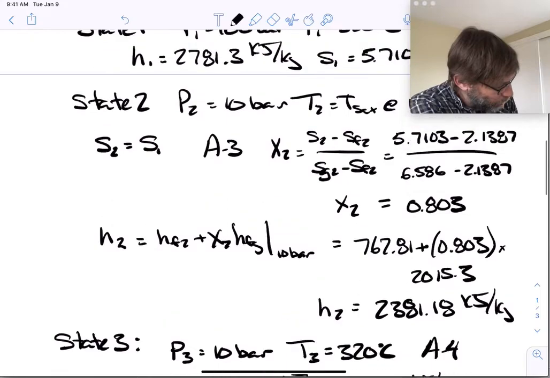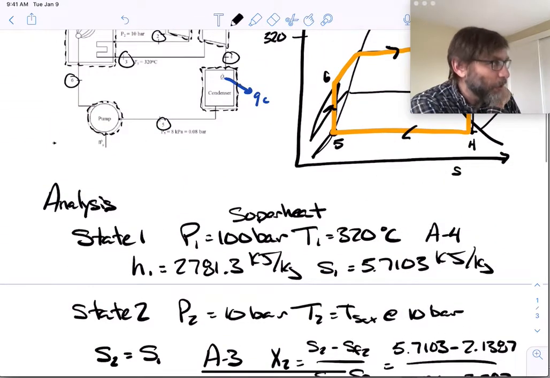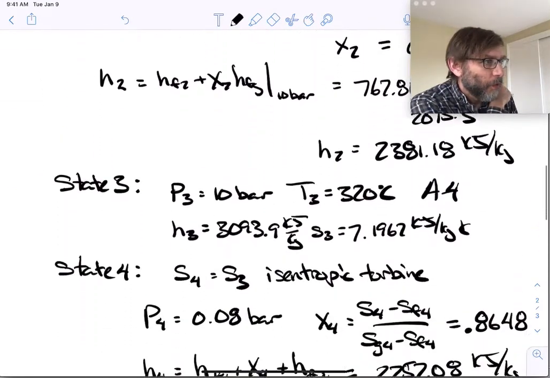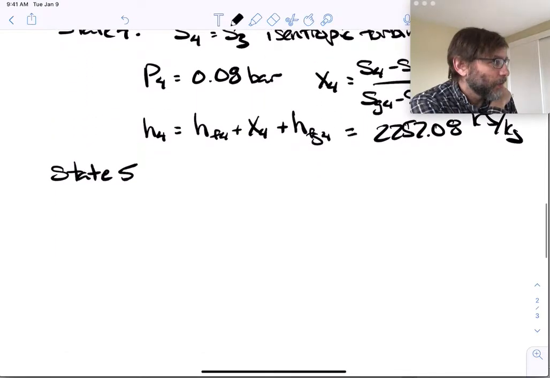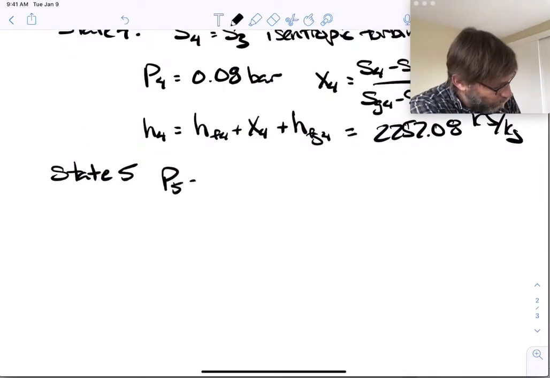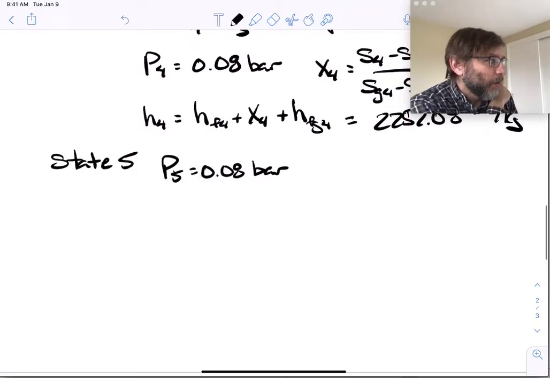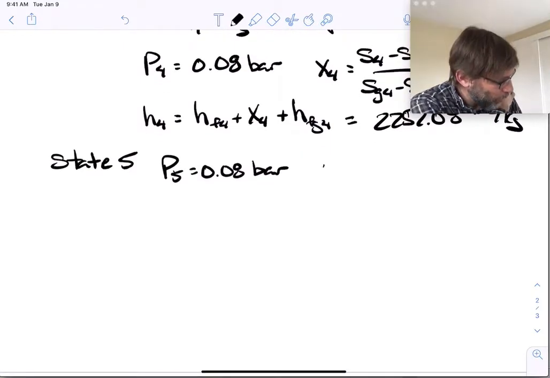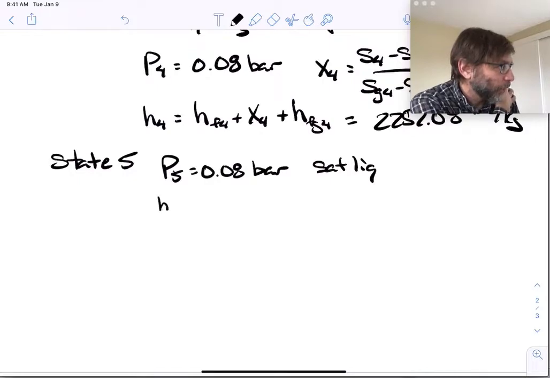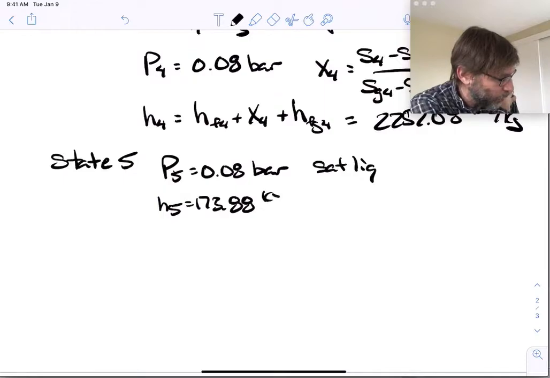All right, so now we're almost there because state 5 is saturated, right? So back up here, state 5 is at the saturated point. So we go back down, state 5 is P5 equals 0.08 bar, and we have saturated liquid. So then we definitely know where we're at. H5 equals 173.88 kilojoules per kilogram.